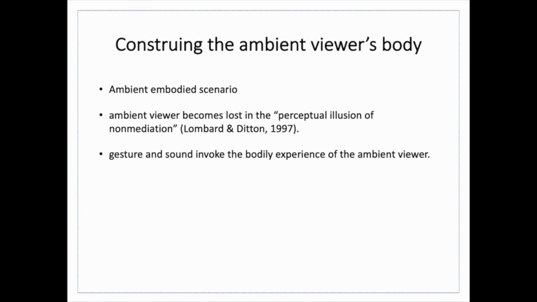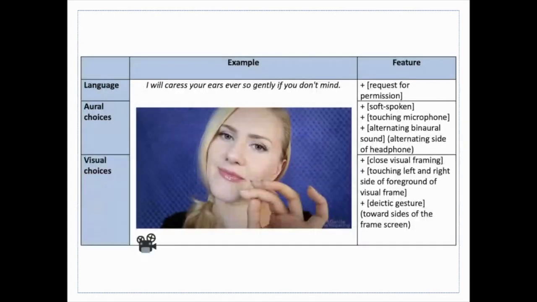This is part of creating conditions for experiencing ASMR sensations. The visual and oral resources used to construe the ambient viewer's embodiment are particularly important in enacting the social function of the video, whereby the ambient viewer becomes lost in the perceptual illusion of non-mediation. So remember that I mentioned that at the beginning of the presentation. In this section, we will explore how the co-occurrence of gesture and sound are used to invoke the bodily experience of the ambient viewer, or rather the fictive representation of that experience.